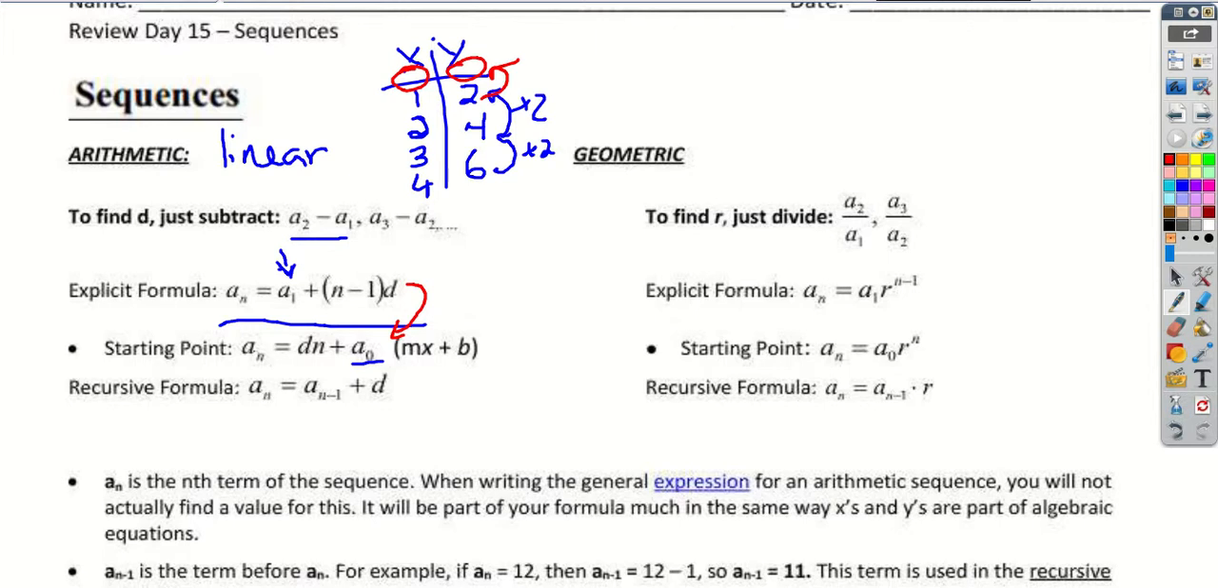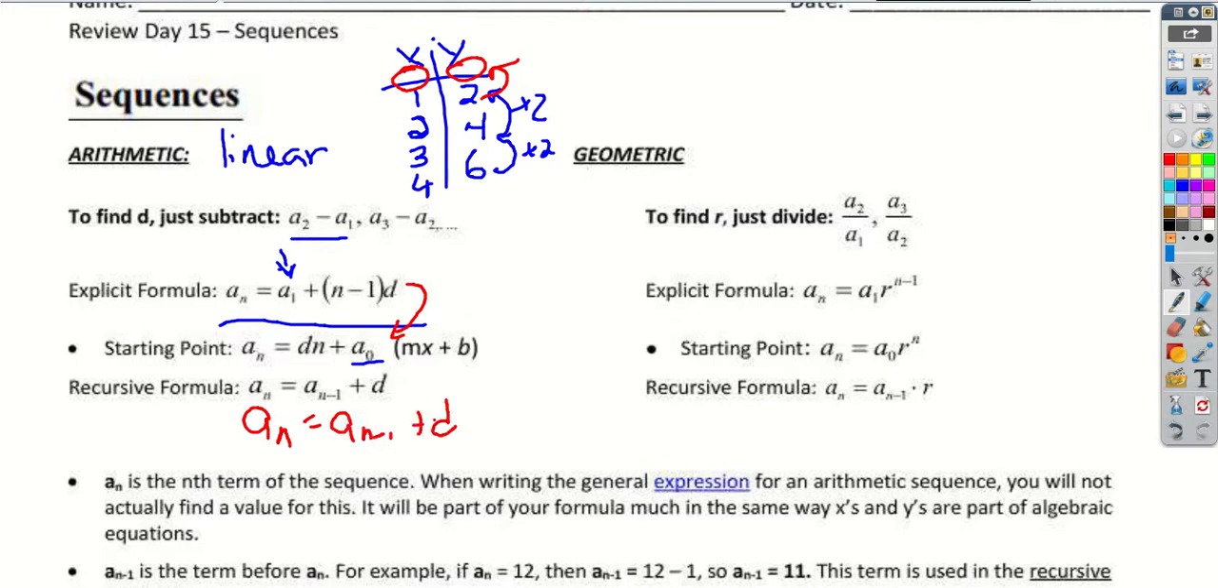The recursive formula is, give me any formula you want. If I want to do a2, it's a sub 2 minus 1, or a1, and then plus d, whatever that is. So in general, instead of putting a2 here, we're going to use an. So an, give me some term. I'm going to take the term before it, a sub n minus 1, and I'm going to add d to it.